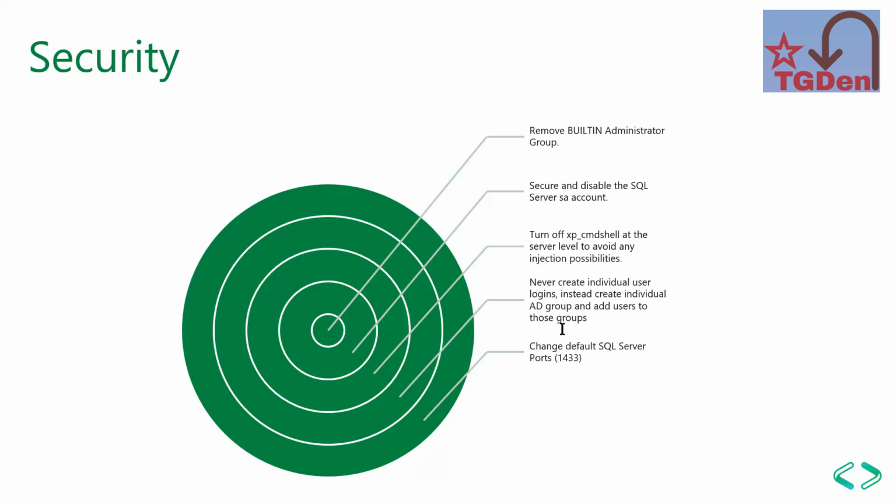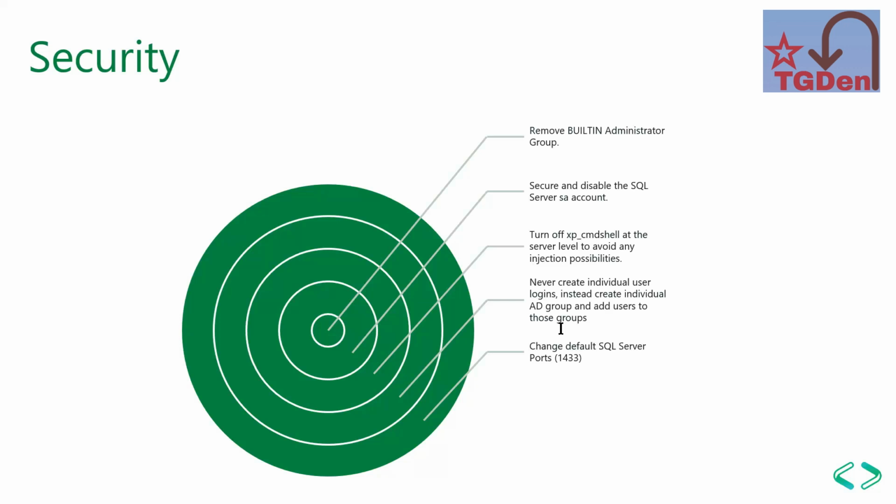The next point is turn off xp_cmdshell at the server level to avoid injection possibilities, right? If somebody is writing a query and xp_cmdshell is enabled, they can make many changes to the SQL Server configuration. So don't leave that property turned on. Better you turn off the property, use it only when your query needs it, and then turn it off again.